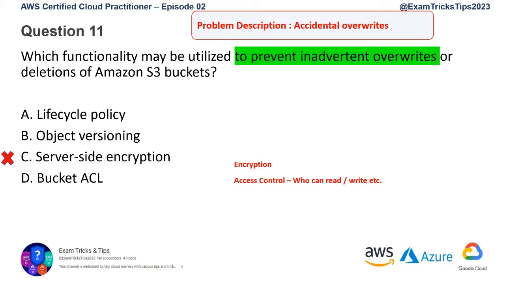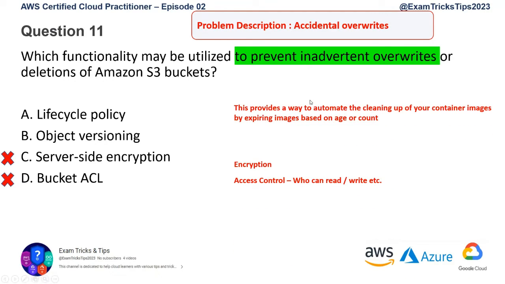Next one, bucket ACL. It's for access control, who can read, who can write, etc. It can stop deletion if you don't have the right permission, but it won't allow you to undelete something that has been accidentally deleted. So that's ruled out. Option D is ruled out.